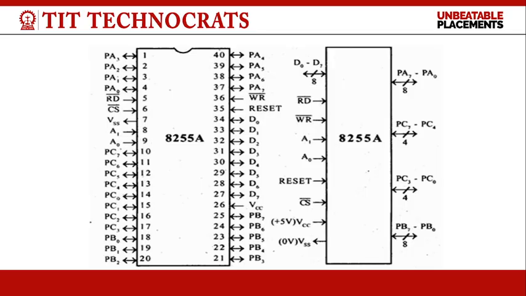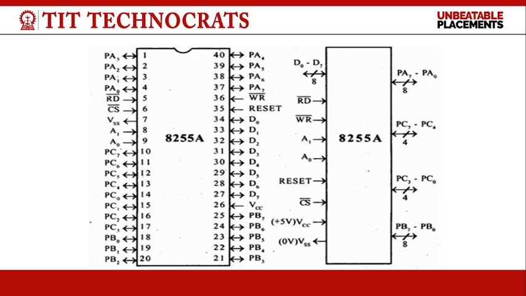If this line is connected with binary low, it enables the 8255 to respond to both read and write signals. Otherwise, the read and write signals are neglected. Now A1, A0 on pin number 8 and pin number 9 are two address lines, the A0 and A1 lines. These address input lines are driven by the microprocessor.